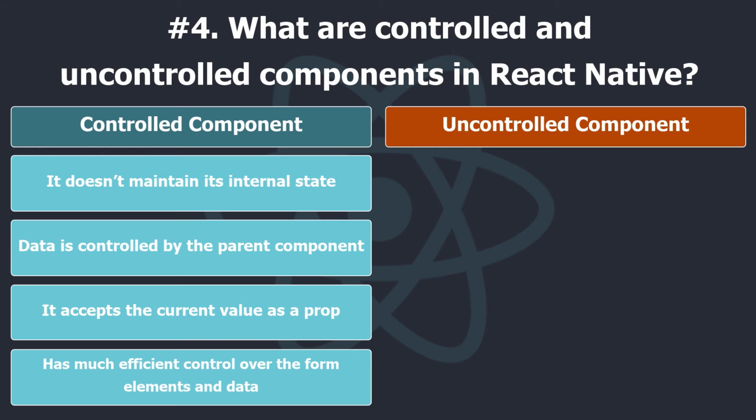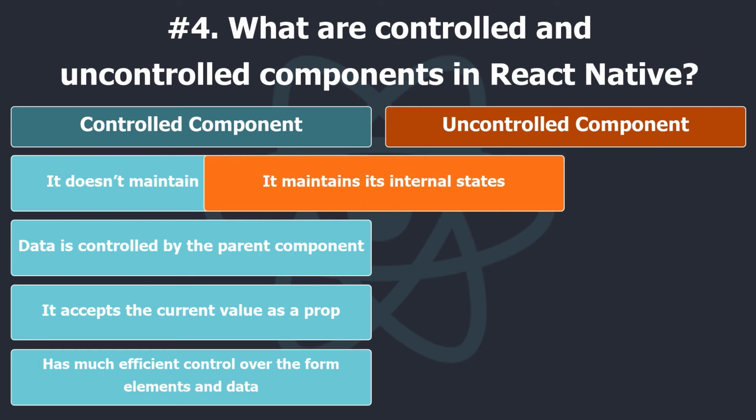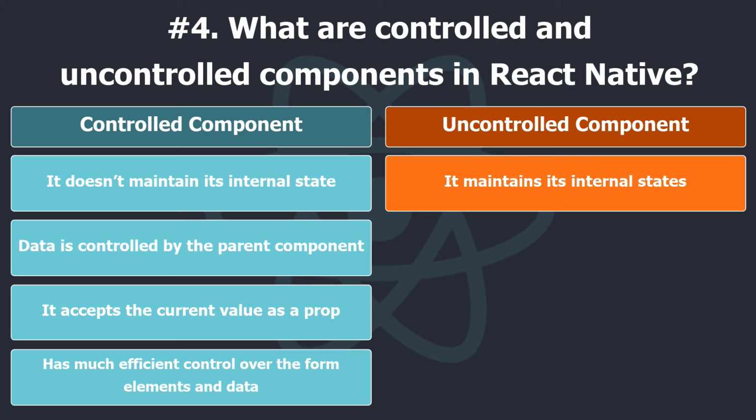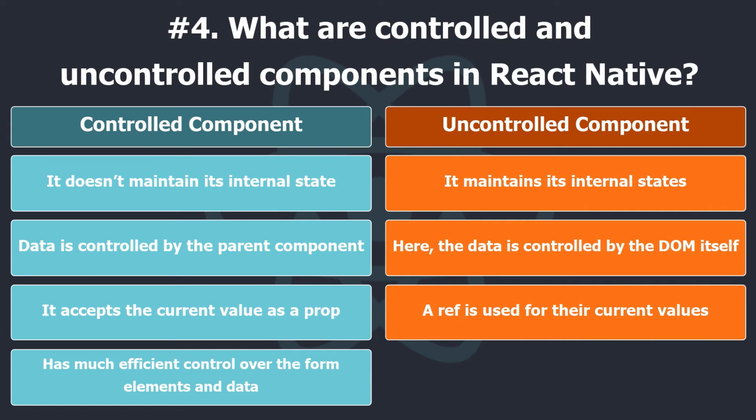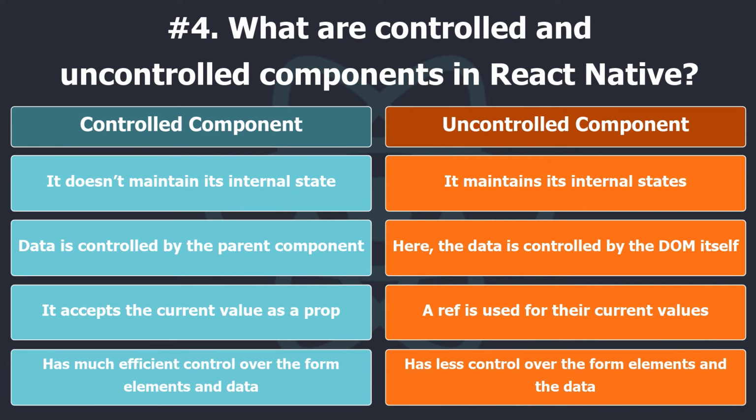An uncontrolled component is similar to the traditional HTML form inputs, but here the form data is handled by the DOM itself. It maintains its internal states. Here the data is controlled by the DOM itself. A ref is used for their current values. It has less control over the form elements and the data.